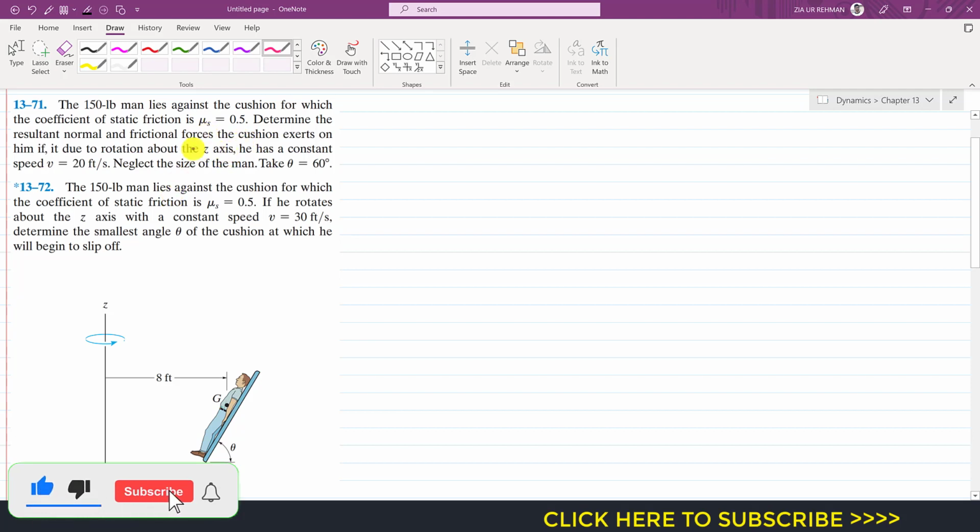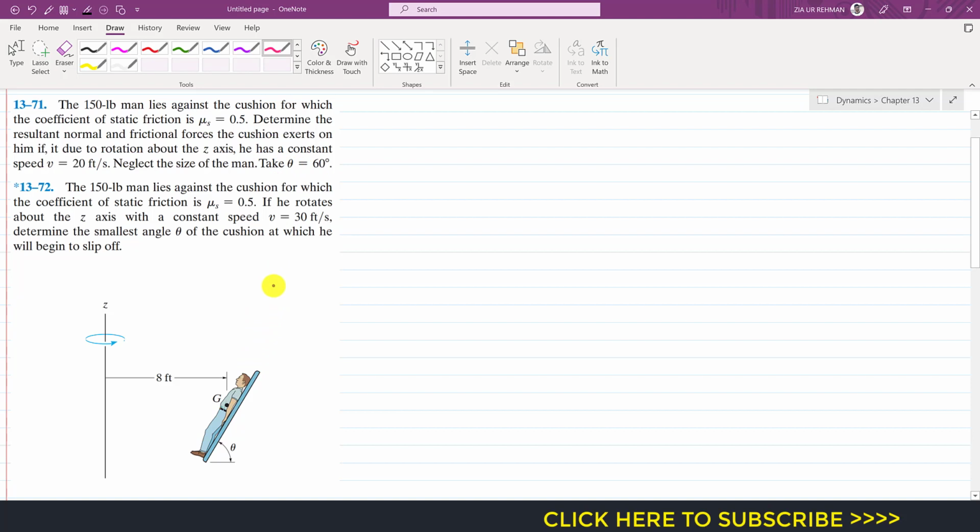In this video we are going to solve these two problems, and these two problems are interrelated to each other. In the first problem it is said that the 150-pound man lies against the cushion for which the coefficient of static friction is 0.5. Determine the resultant normal and frictional forces the cushion exerts on him if it's due to rotation about the z-axis. He has a constant speed of 20 feet per second. Neglect the size of the man and take theta equals 60 degrees.